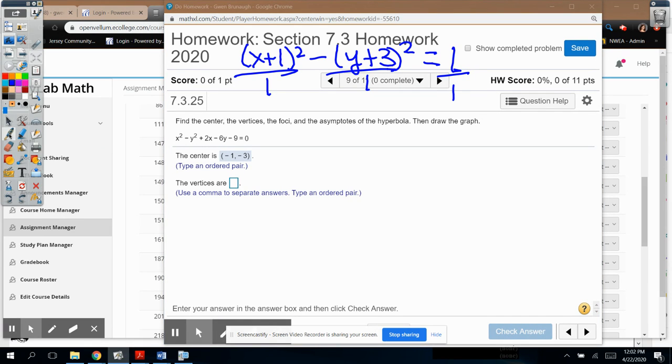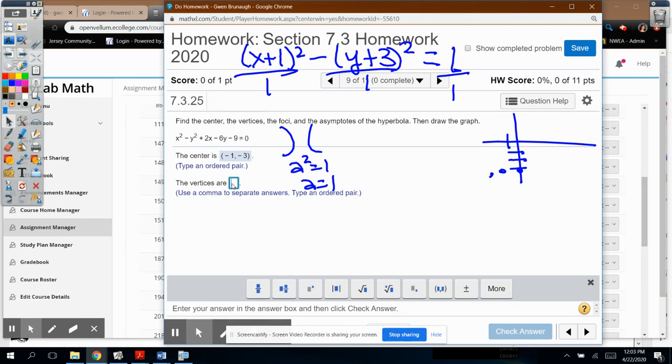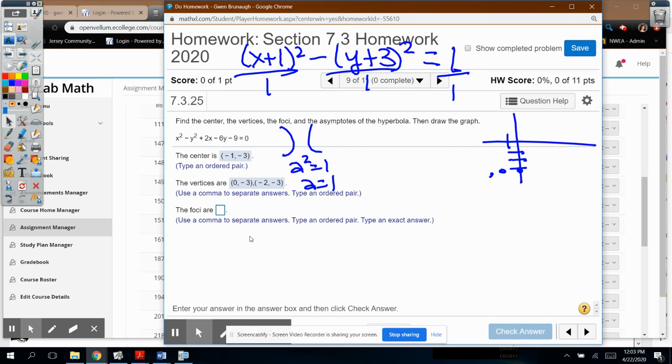Vertices come from A, which is the first. So my sketch would be like this: -1, -3. It's going in the x direction, which is left to right. And I'm just going to count over 1 in each direction because a squared equals 1. So a equals 1. So now I'm at 0, -3. And I'm -2, -3 if I go the other way. Okay? The foci comes from C.